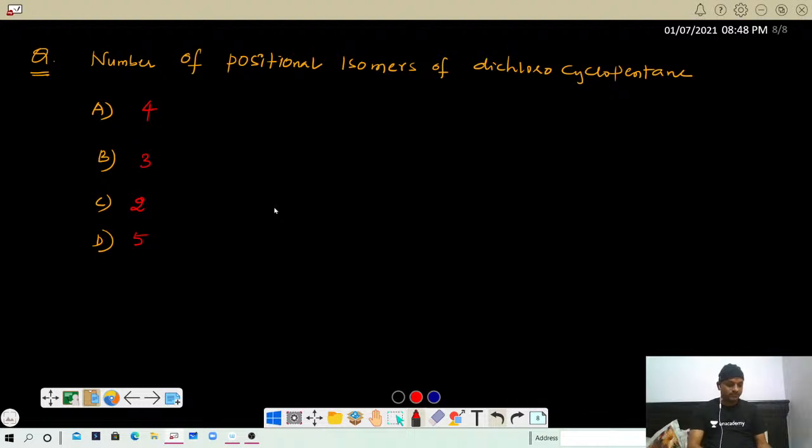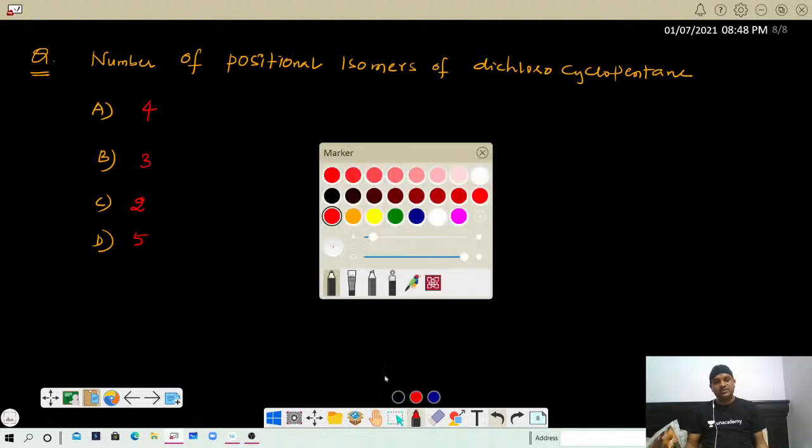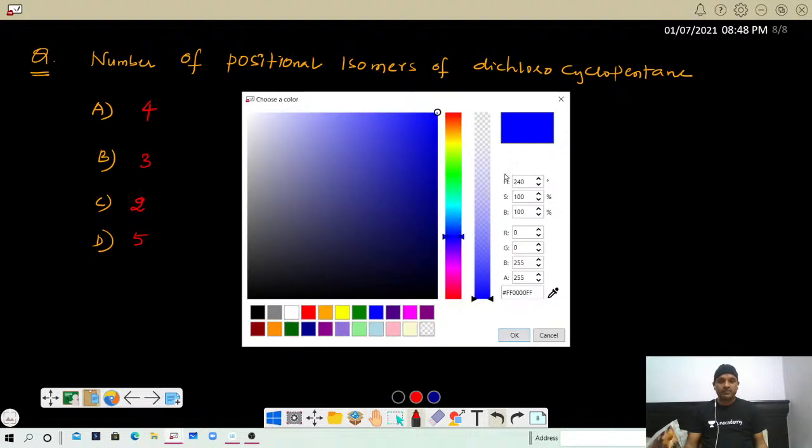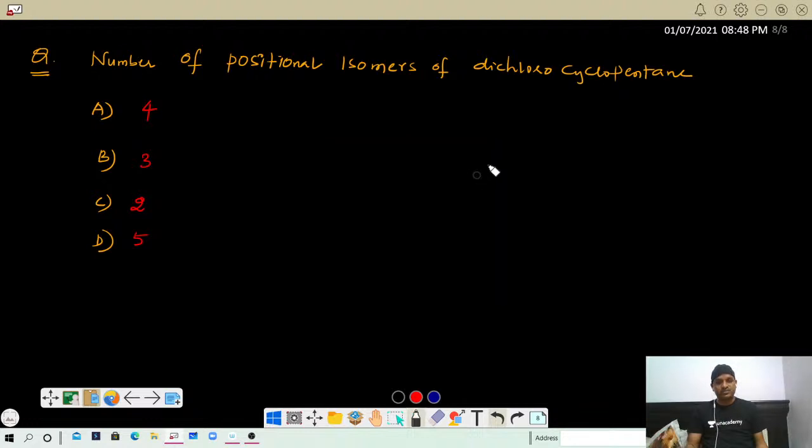So what is the correct answer? Yes, come on. Here the answer is, okay, after solving, let us come to know how many isomers are possible. See, if it is a cyclopentane system, how do you write it? It will be like this.